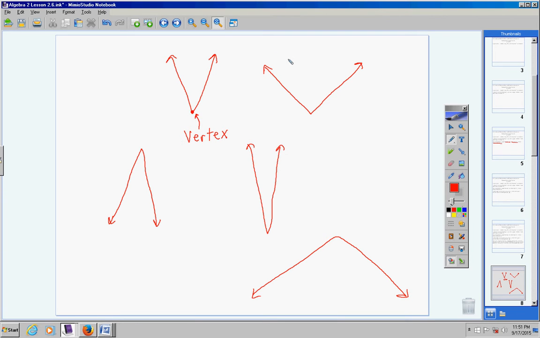In fact, when we go to graph these, what do you think the first thing is we want to know? Yep, you guessed it, the vertex. So when we graph these in a couple minutes, the first thing we're going to find is the vertex. Okay, so take notes on this, write down anything extra you need to, and we're going to move on.